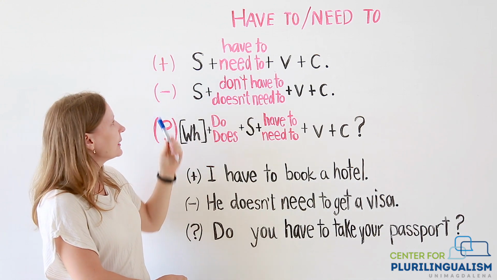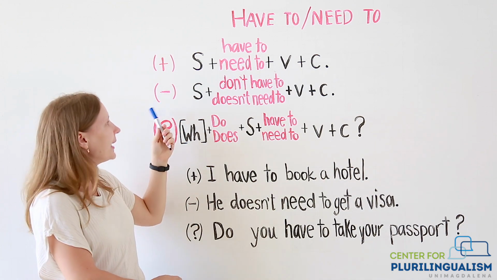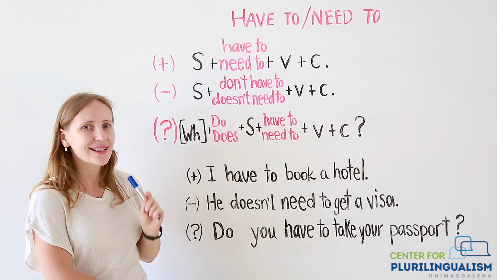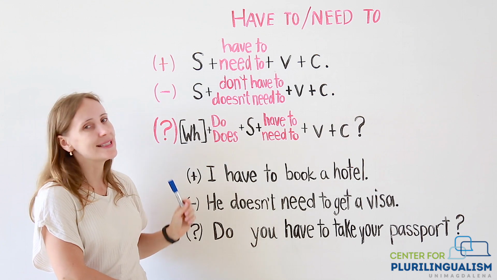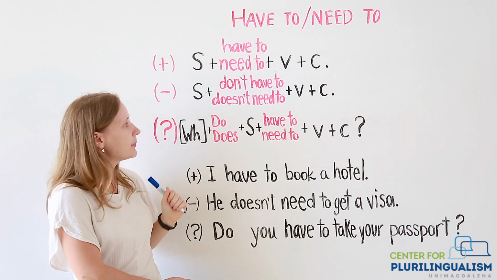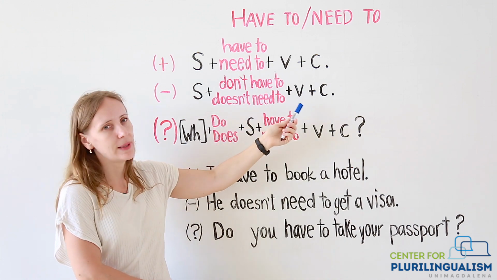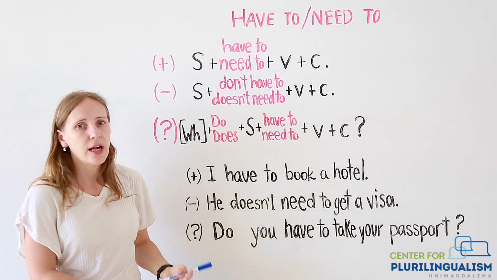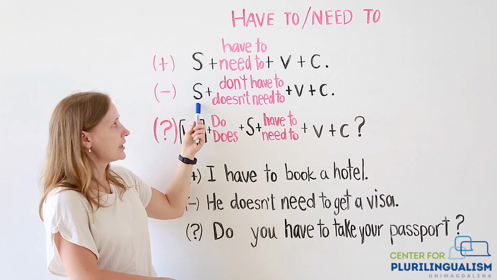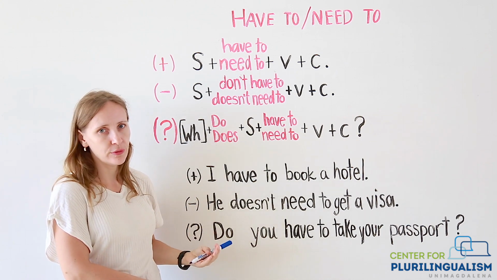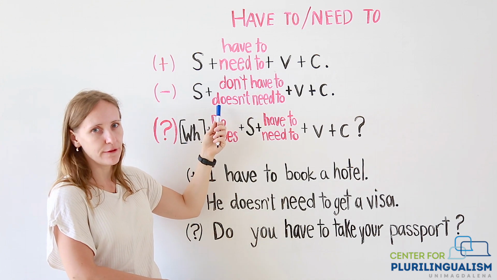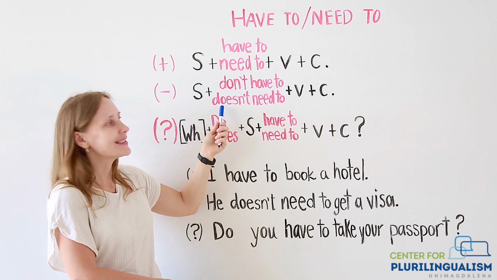Okay, so then let's look at the structure of a negative sentence. Again, in a negative sentence, we start with the subject, then we need to use the auxiliary verb do or does. Again, it depends on the subject. Then we use not, the negative part, and then have to or need to plus verb plus the complement. Again, how do I know if I need to use don't or doesn't? It depends on the subject. If the subject is plural, we, they, you, or if it's the pronoun I, then you use don't. If it is he, she, it, the third person singular, you need to use doesn't, okay?